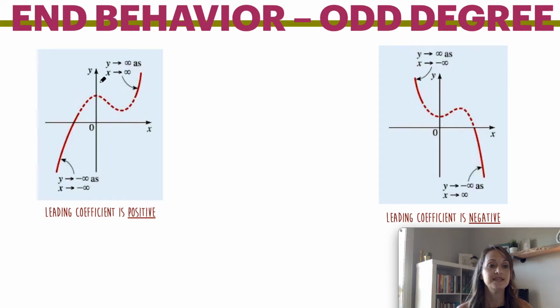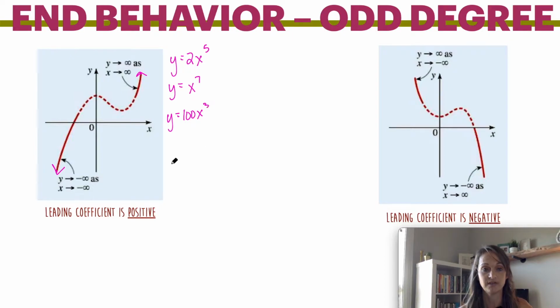So this is an odd degree because the left-hand side is going in one direction and the right-hand side is going in the other direction. So this is an odd degree, meaning this is going to be some type of x cubed or x to the fifth or x to the seventh, x to the ninth. Now, if the leading coefficient is positive, for example, if you had y equals 2x to the fifth, or y equals just x to the seventh, or y equals 100x to the third, then it is going to have the general graph of this.